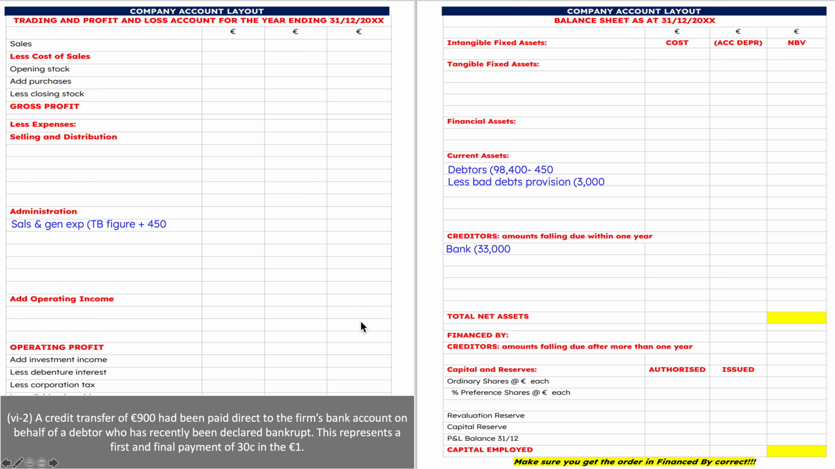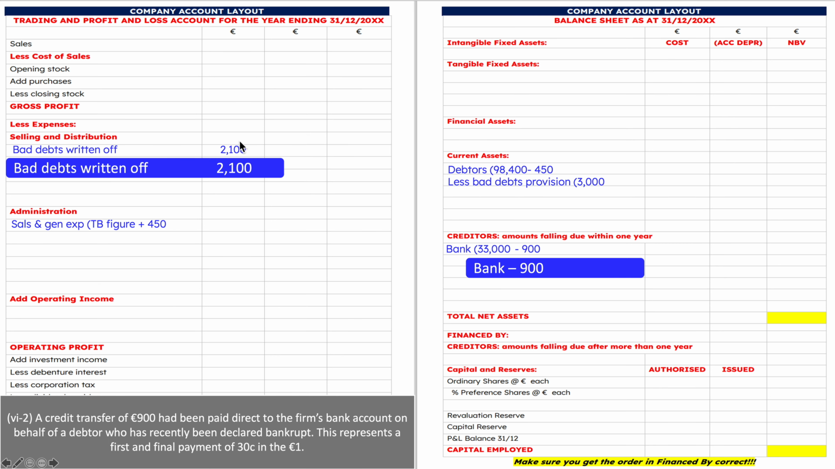6 part 2, a credit transfer of €900 had been paid direct to the firm's bank account on behalf of a debtor who has recently been declared bankrupt. This represents a first and final payment of 30 cent in the €1. Okay, so credit transfer of €900, that reduces my bank overdraft by €900. So it's been paid directly into the firm's bank account on behalf of a debtor who had recently been declared bankrupt. So that is 30 cent in the €1. We're not going to get the other 70 cent.